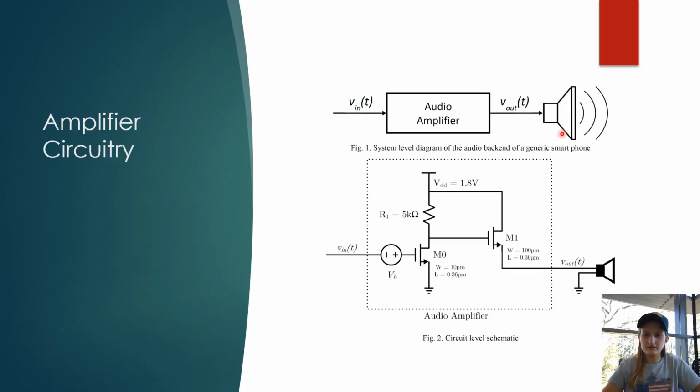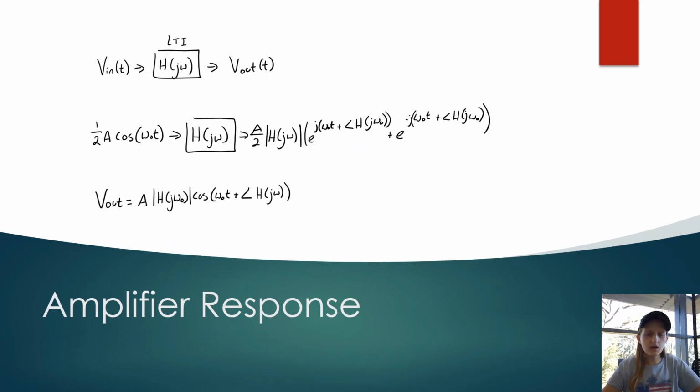So to start out, we had this amplifier circuitry where we had a sinusoidal signal coming in, biasing source to MOSFETs, a VDD, and then the output speaker, which we modeled as a resistor and a capacitor in series. We took advantage of the linearity and time invariance of the function and the transfer function H of j omega to get the output of the amplitude times the magnitude of H of j omega times cosine omega t plus the angle of H of j omega.